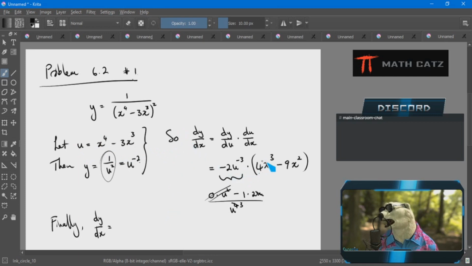So I can't leave my answer with a u in it. This was my helper, my choice to help myself. But it's not a big deal because I see what u is equivalent to. So I simply put back what u is, which is x to the 4 minus 3x cubed. And then I make the point to not change anything else while I am doing that.